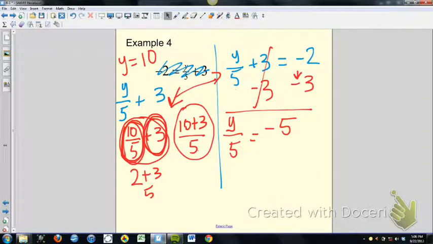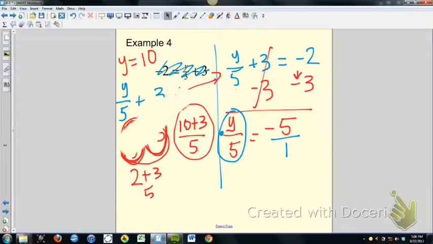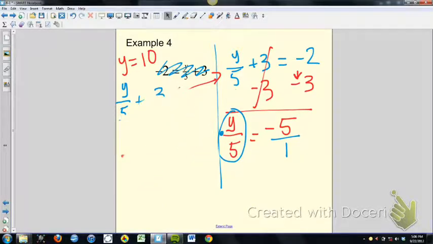Now the next step is I have to try to get rid of the division here. One thing that people really like to do is think of these as proportions. Proportions are fractions that are set equal to each other. So I have a fraction on one side. To make a fraction on the other side, I can just put it over 1. Okay, I'm going to erase over here so that I have more room. Now I have y over 5 is equal to -5 over 1.